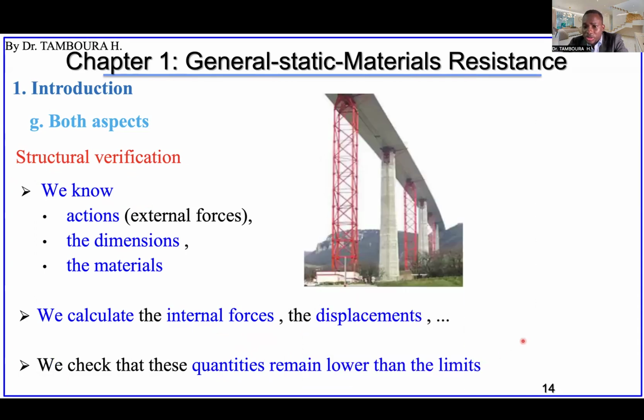So here is an example of a bridge. We can see the slab here. If you decide to study this slab, for example, you check all the forces acting. This is step one. All the forces acting on this bridge: wind, self-weight, everything. And then dimensions. We know the dimension, for example, of the slab. We know the thickness, everything. And the material, maybe this one is concrete. Then you can calculate internal forces, meaning internal stresses.